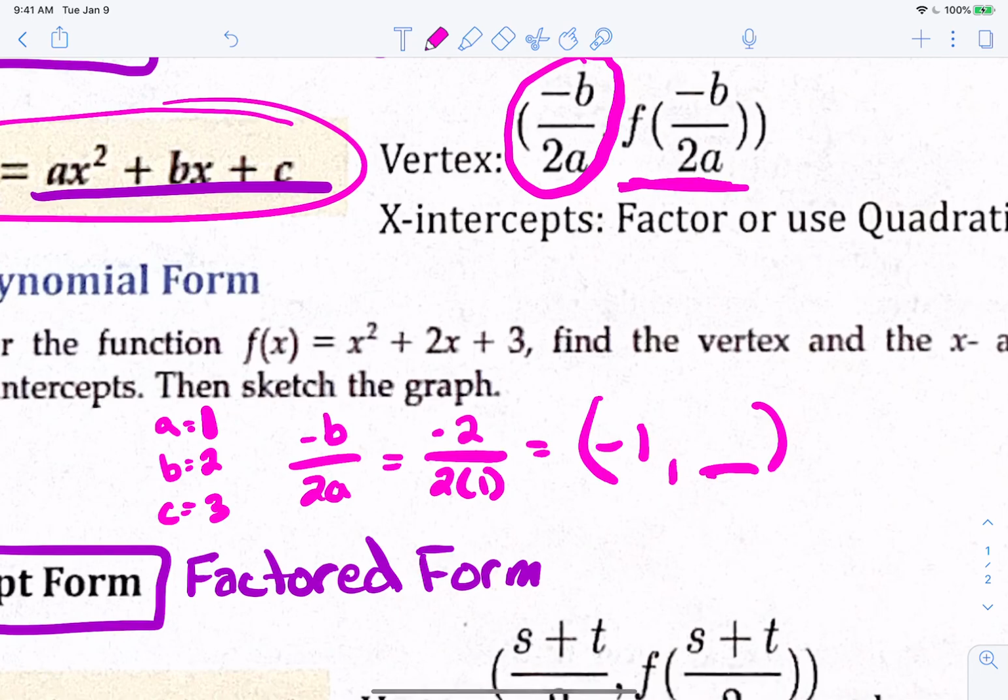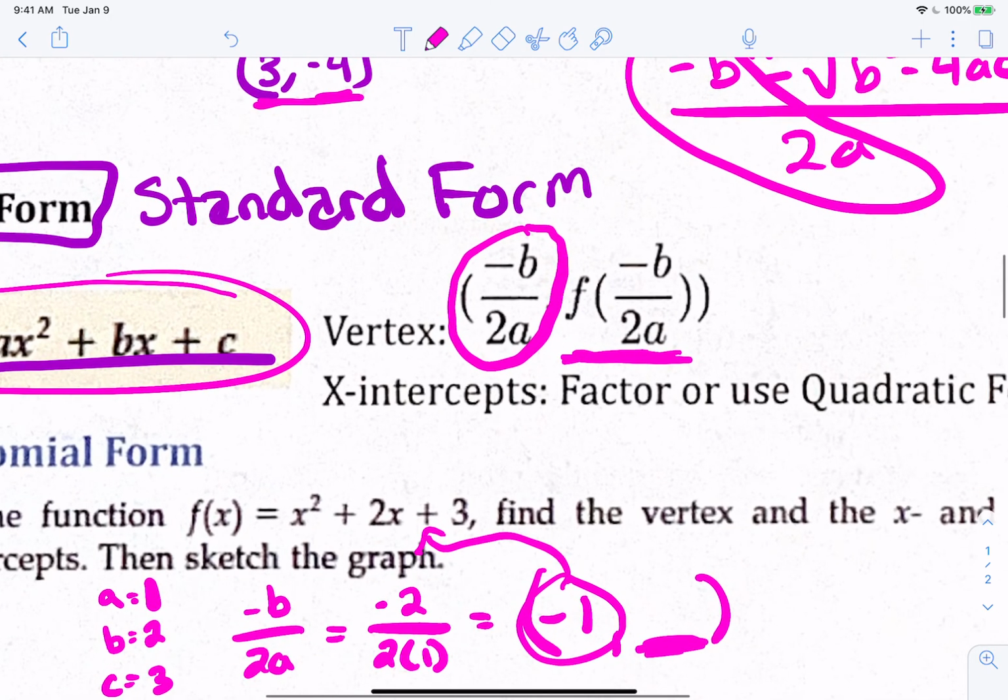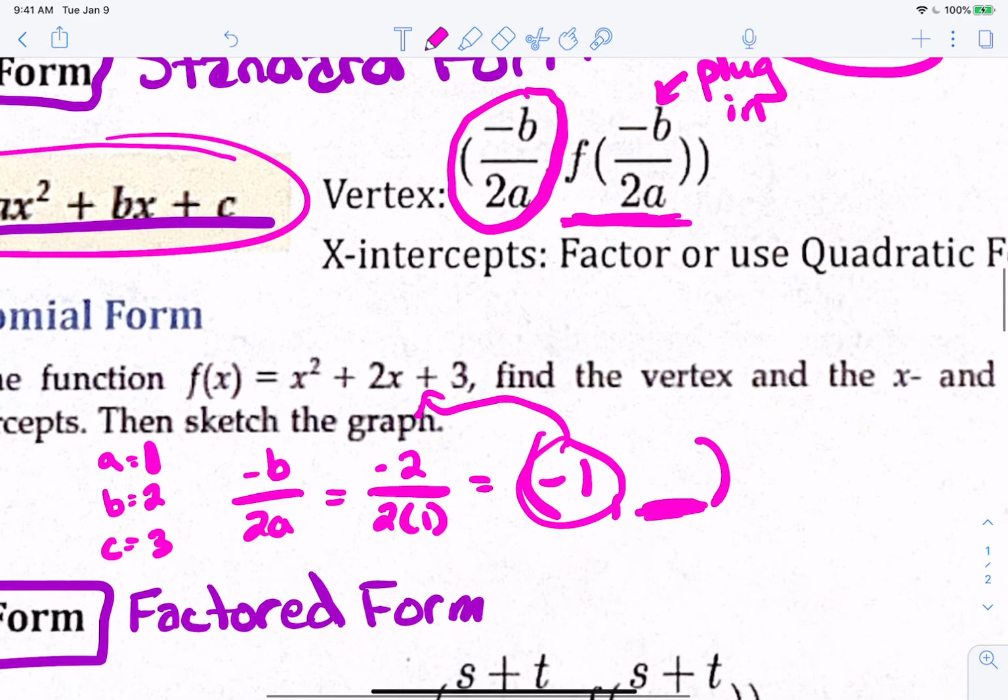Now, how do I get what this something is? How do I get what that y-coordinate is? I do the second one, which says f of negative b over 2a. What does that mean? Y equals? I found the x-coordinate. You plug negative 1 into this equation. That's what f of negative b over 2a means. F of that just means plug it in. So now that I have the negative 1, I plug it into there.